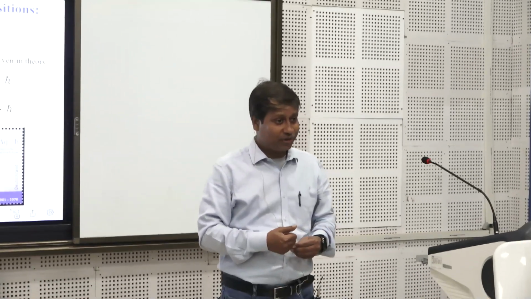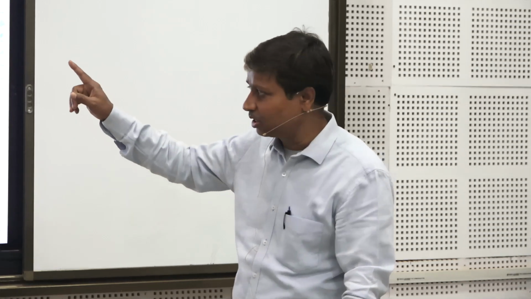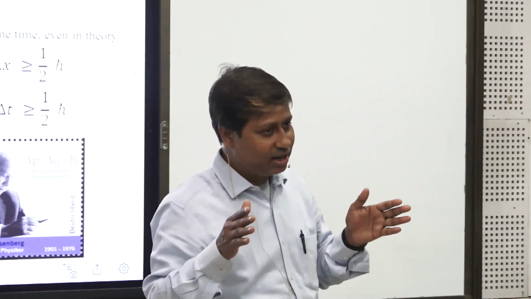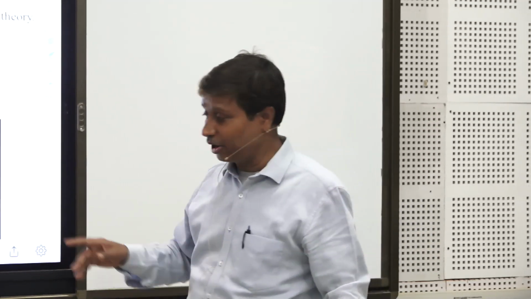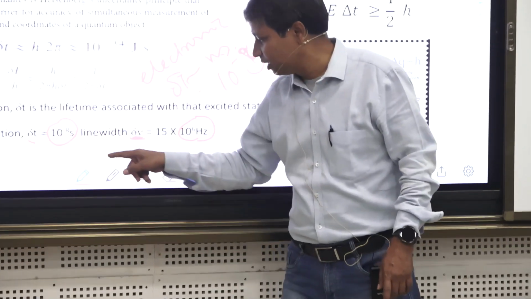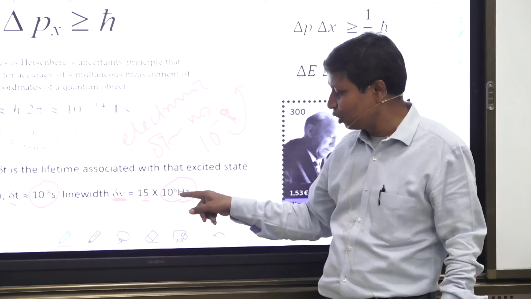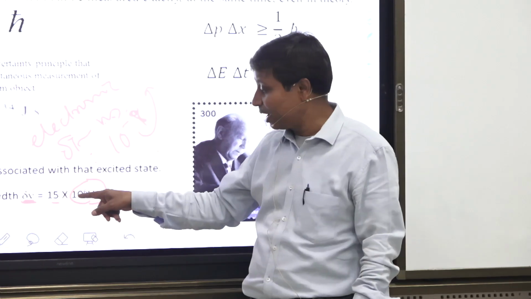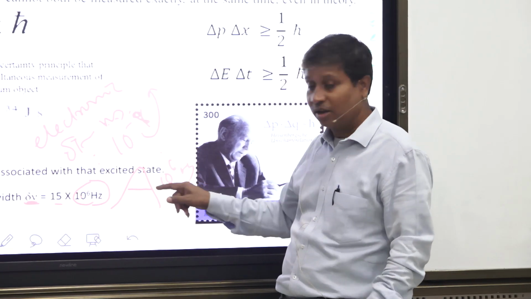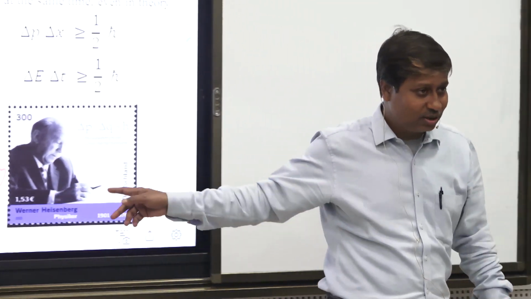So instead of expecting a line, Heisenberg's uncertainty principle says that you can no way get a spectrum or band which has less than, for electronic spectroscopy, considering delta T is 10 to the power minus 8, the line would become 15 into 10 to the power 6. So you have at least this big, 10 to the power 6 Hz width. So this is one, but more important are other effects.